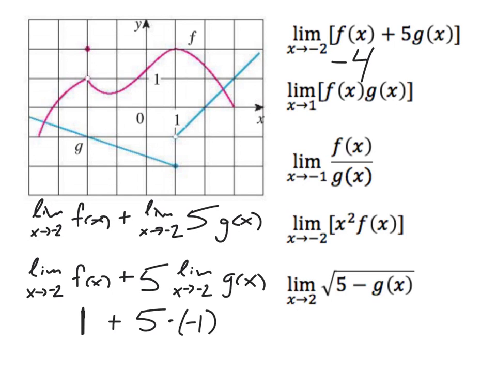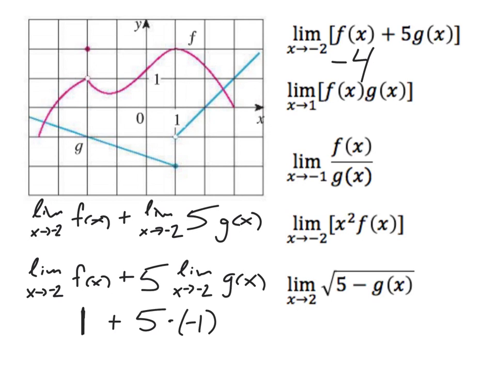All right, so for the second one then, the limit as x approaches 1 of f of x times g of x. I don't want to start by doing f of x times g of x, because I can't see what that graph, f times g of x, would actually look like. So instead I break it up into 2 separate limits. The limit as x approaches 1 of f of x. What is that? That's going to be 2.